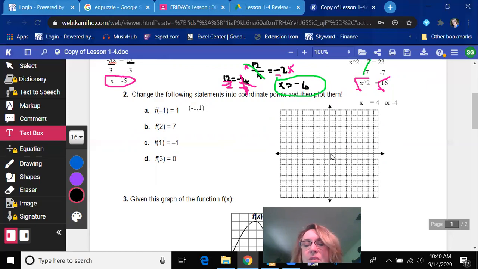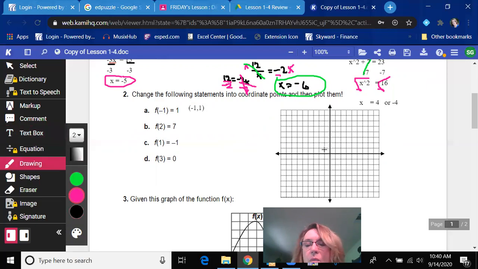I can go to the origin, -1, 1, and there's that point. I just plotted it. Go to the left 1 and then up 1.